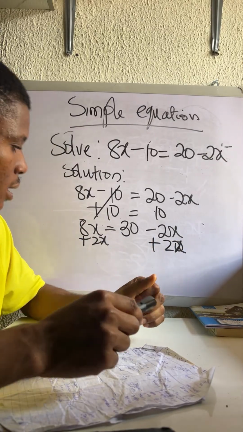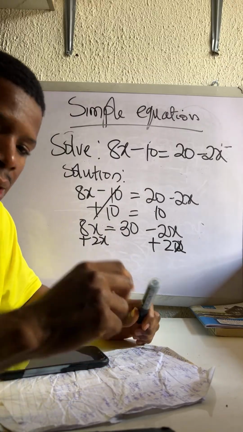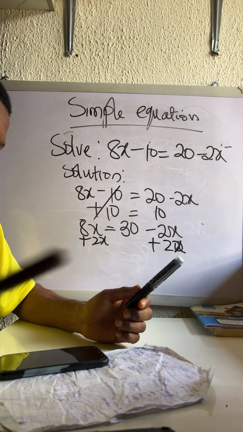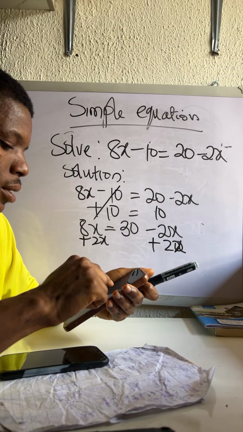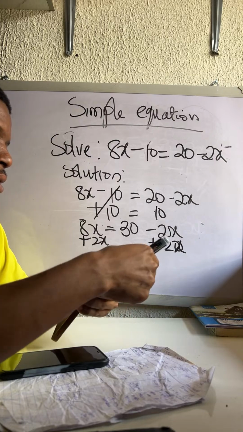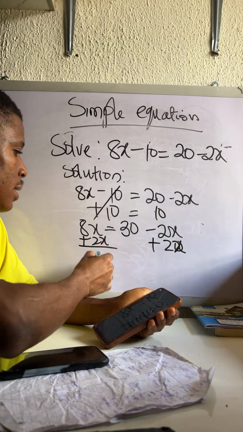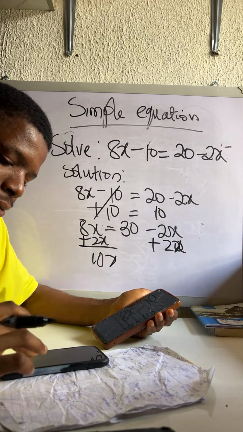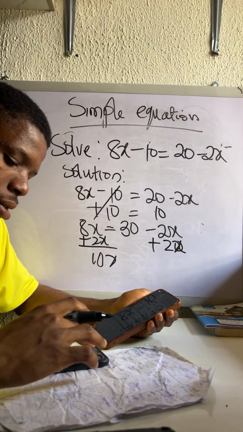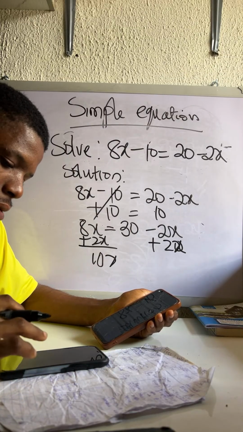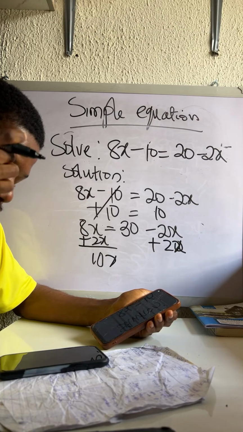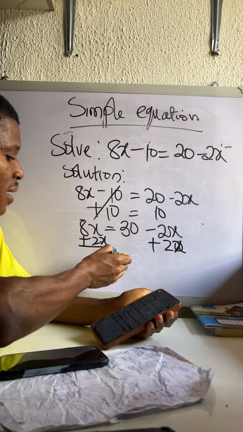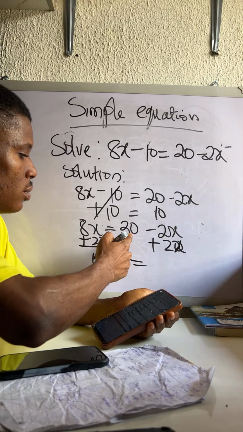If you add 2x here, what do you get? 8x plus 2x is what? 10x. So you have 10x is equal to 30.